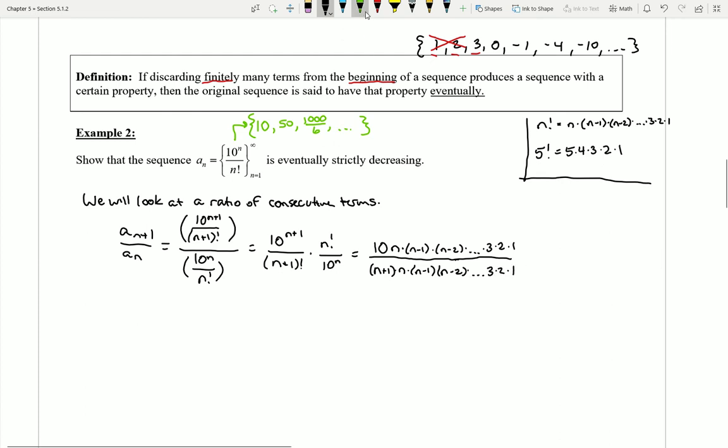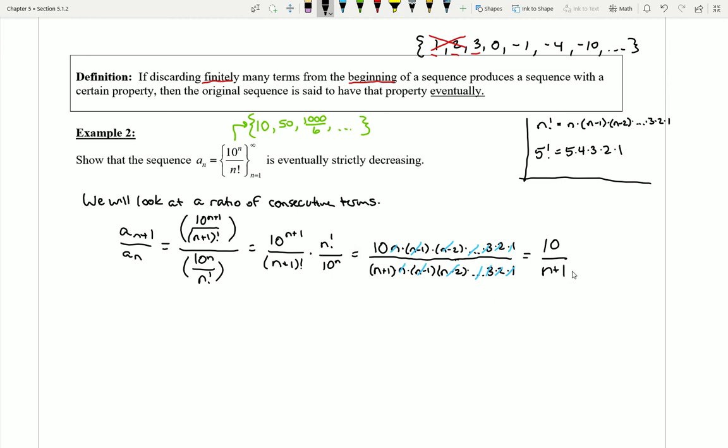Well, if you look at that, most of the factors are actually in common between the top and the bottom. I have these n's and n minus 1s and n minus 2s, and really everything else down the line is going to be able to be canceled out. I'm just going to be left with this 10 over n plus 1.